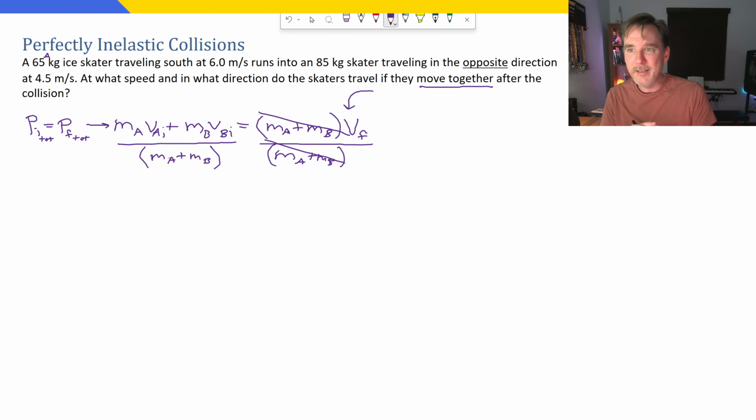those masses cancel out, right? No, they don't. That's not how this works. You can't divide before you add. And so they do not cancel out. It's just going to be a little bit nicer.